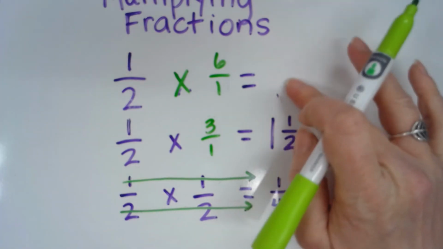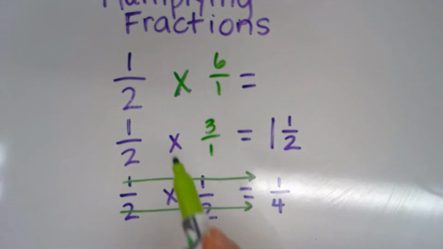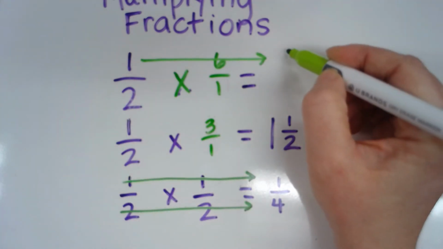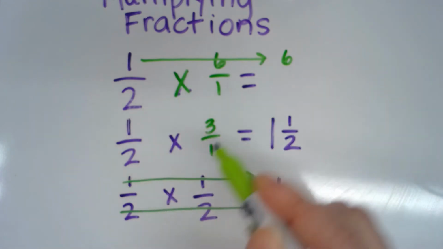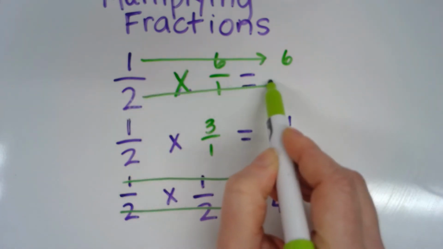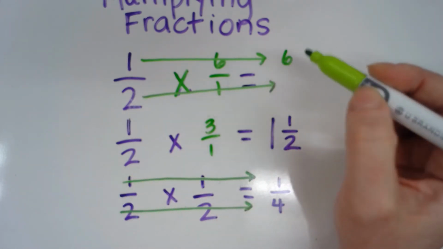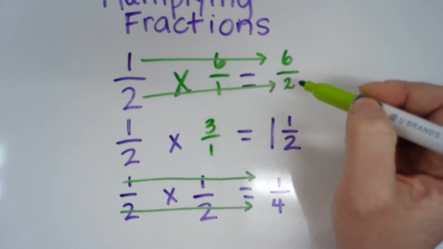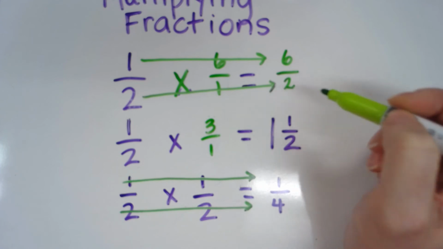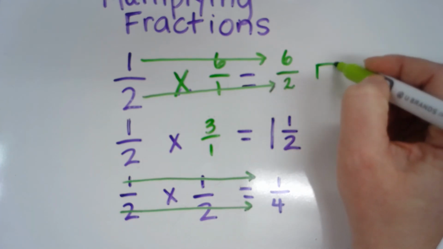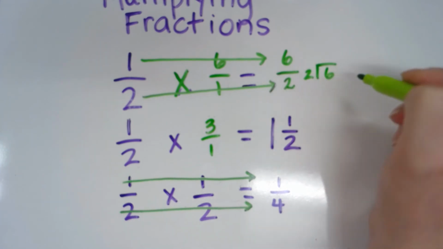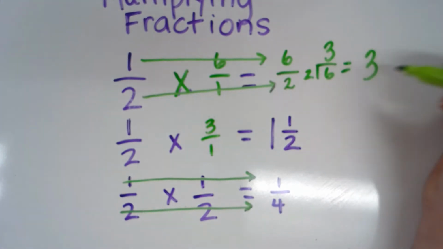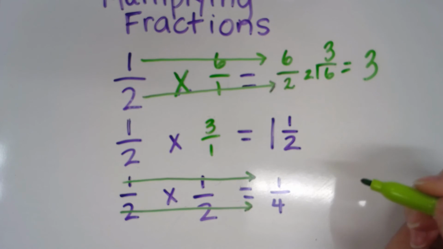I'm going to erase this. We'll remember that our answer was 3. When I multiply my numerators, 1 times 6, I get an answer of 6. When I multiply my denominators, 2 times 1, I get an answer of 2. There's no 3 in there. But we know that when we simplify, we ask ourselves, how many times can 2 go into 6? Well, that goes in 3 times exactly. So our answer here is 3.